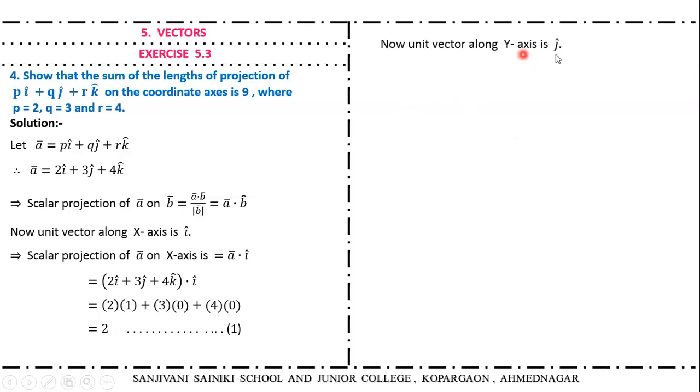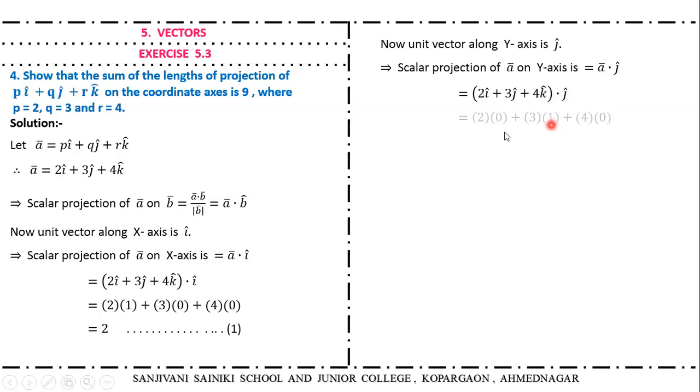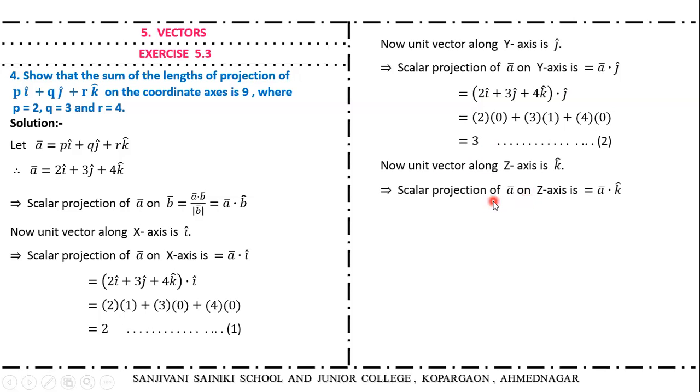Now the unit vector along the y-axis is j cap. So the scalar projection of a bar on the y-axis is a bar dot j cap. Again take the dot product of the given vector with j cap and you will get 3. Similarly, the unit vector along the z-axis is k cap, and the scalar projection of a bar on the z-axis is a bar dot k cap. Simplify it and you will get 4.